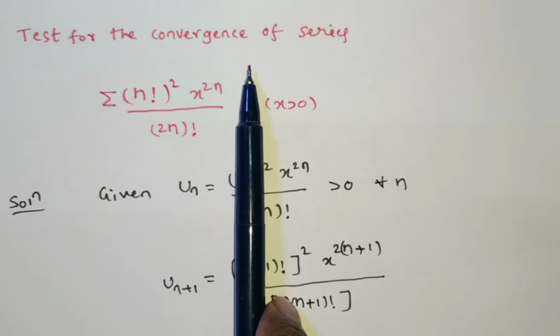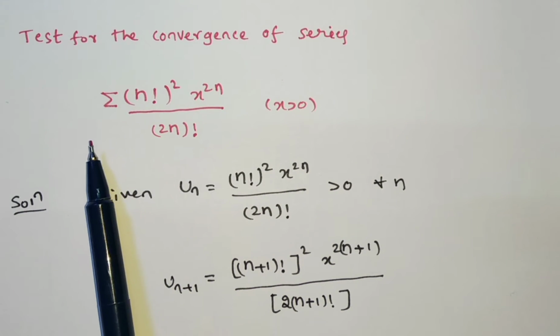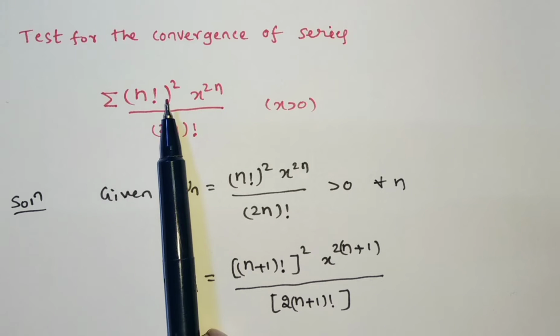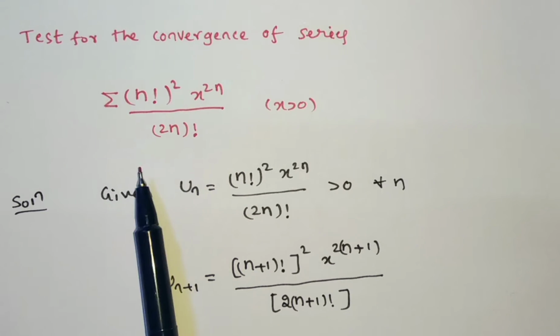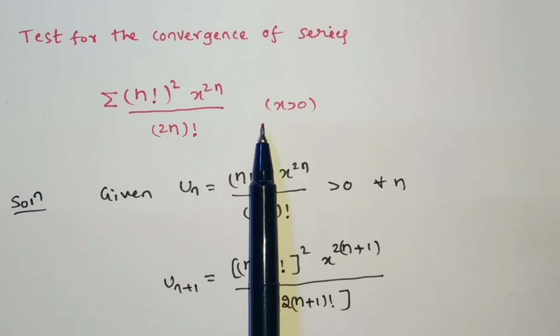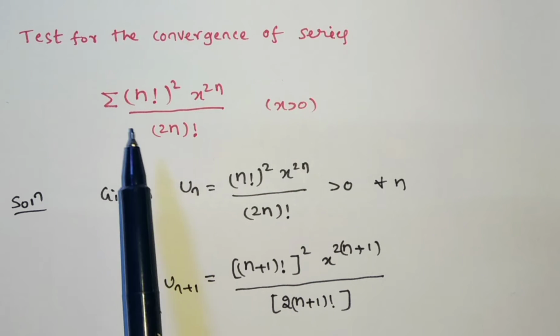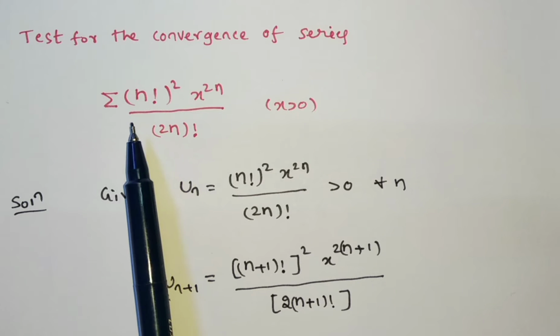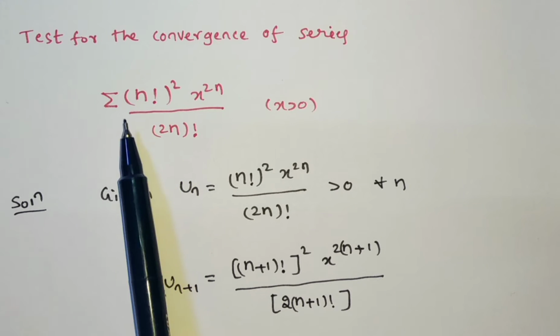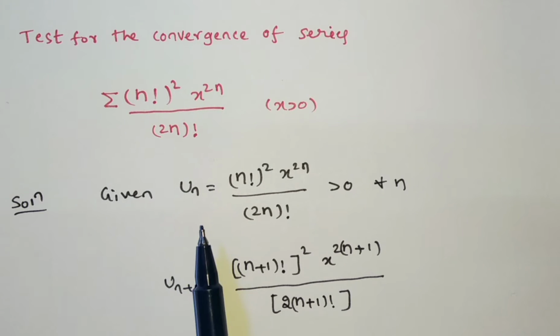Test for the convergence of the series summation (n factorial) whole square x to the power of 2n by (2n) factorial, where x is greater than 0. You observe in the given series they are given factorial term and it contains nth term. So this we can consider as u_n.